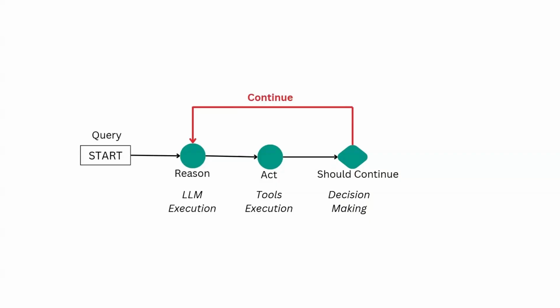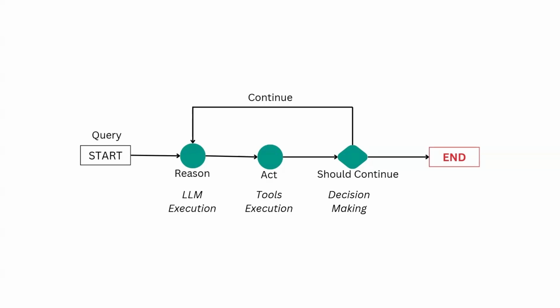Now the agent asks one final question. Do I have everything I need to answer? Now we have two possibilities here. The first one is not yet. In this case, it will go back and think again. And the second one is yes, I have the final answer, and it will stop and return the final response to the end user. This decision point is what makes the agent smart and flexible.